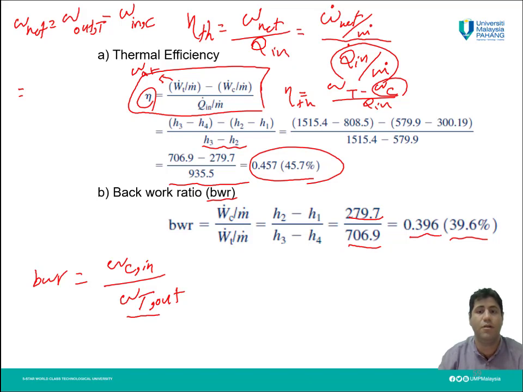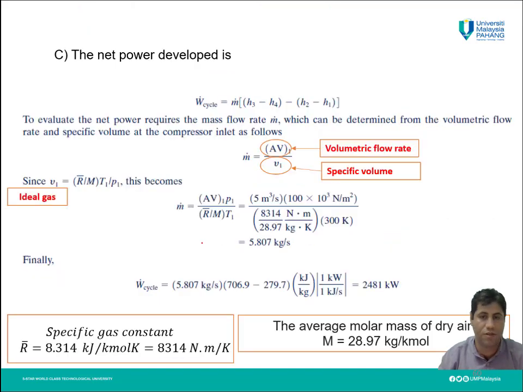Simply, you can see that almost 40% of the work produced in the turbine is consumed by the compressor itself. So you can see how much the efficiency of the compressor matters. The lower the work input the compressor needs, the higher the total efficiency of the cycle will be. And in part C of the question, we need to calculate the net power developed during this cycle.